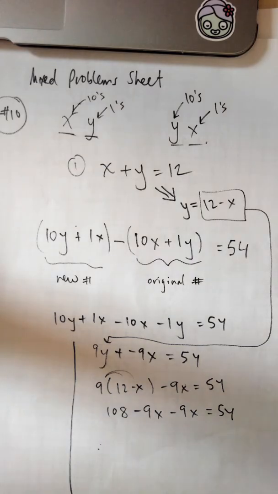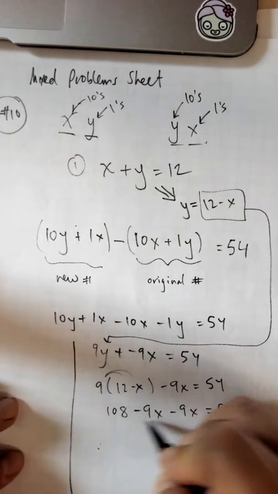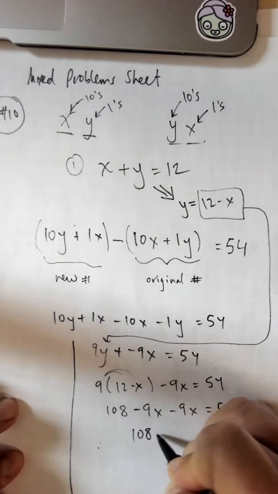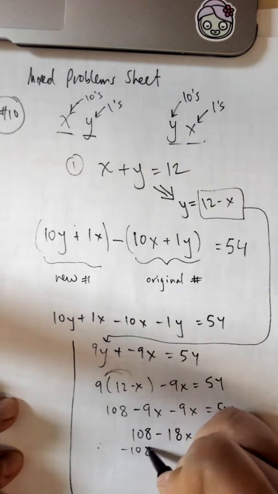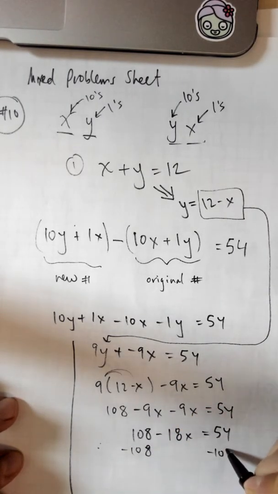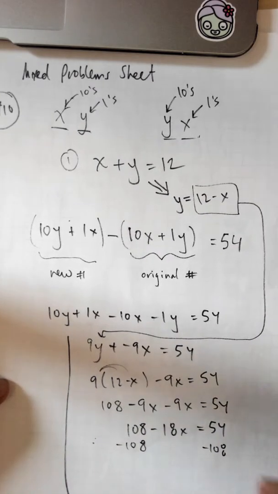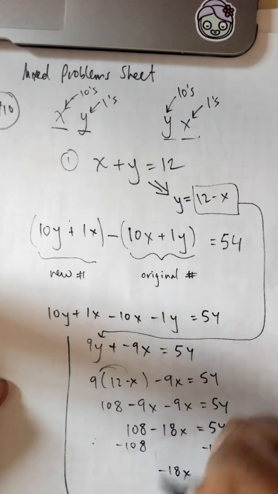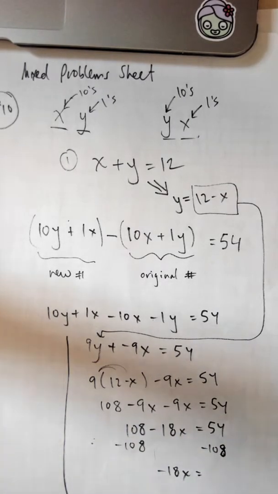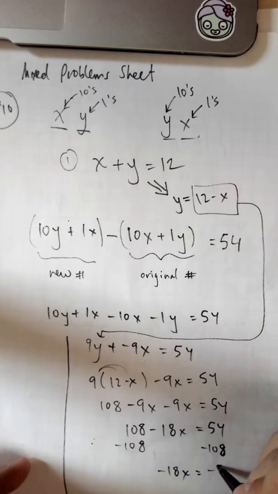Give me 1 second. I'm just confirming that 9 times 12 is 108. Oh, phew. Okay, so let's see. Minus 9x minus 9x is like subtracting 18x equals 54. We're going to subtract 108 from both sides. You might have done this differently. This is just how I have the numbers organized. So negative 18x, don't forget to bring down that minus sign, equals 54 minus 108, which is negative 54.